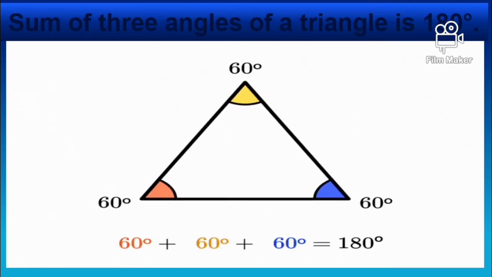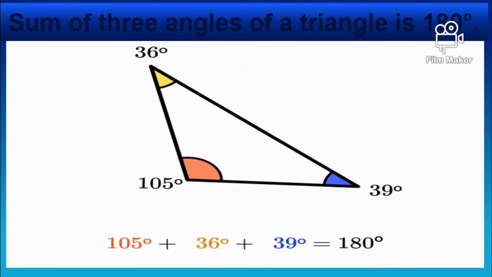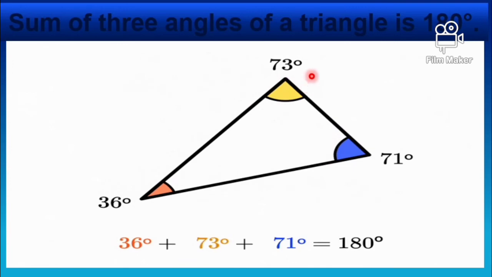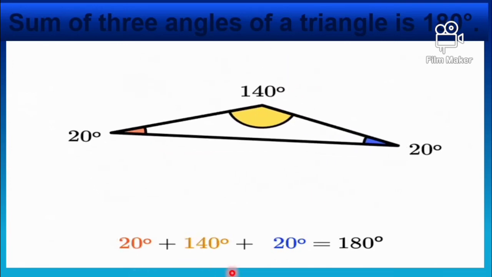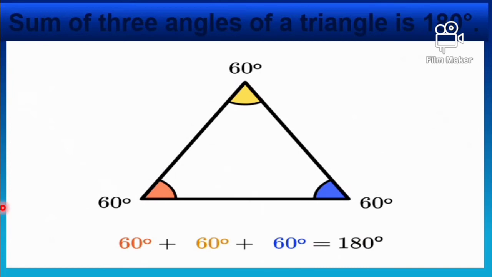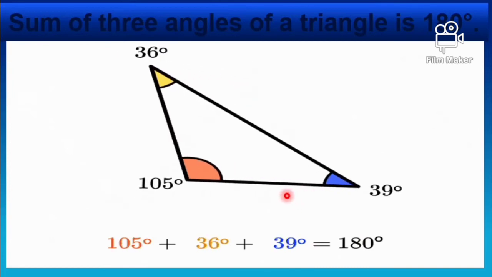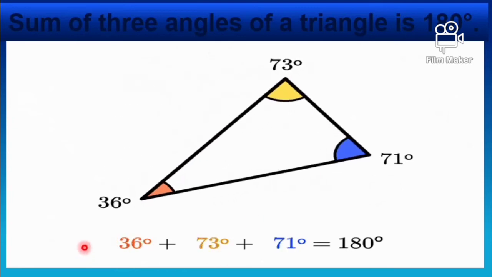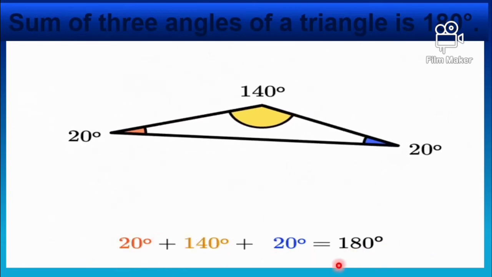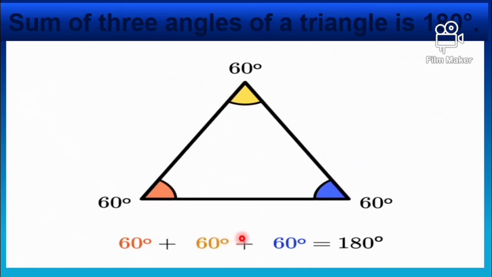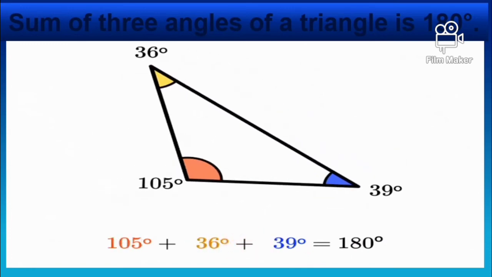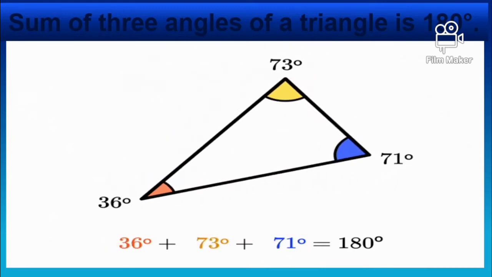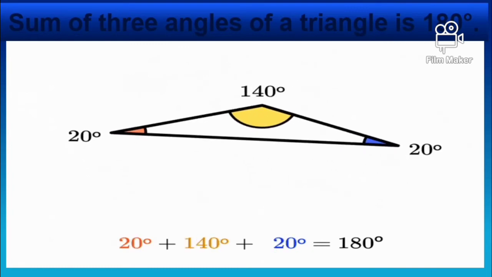And you can see in this picture, any type of triangle or any size of triangle, the sum of all the angles is always 180 degree. Now you can see the different types of triangle of different size and different angle, but the sum of all three angles is 180 degree. So hence proof that the sum of all three angles of the triangle is always 180 degree.